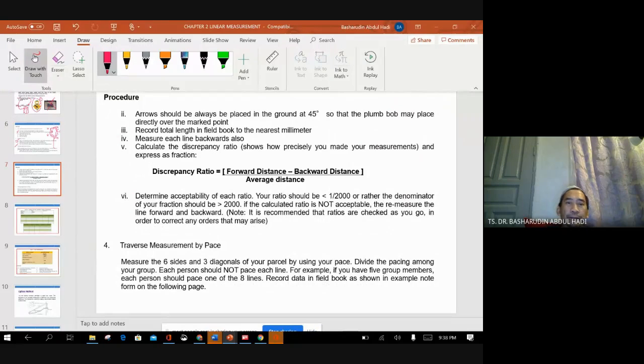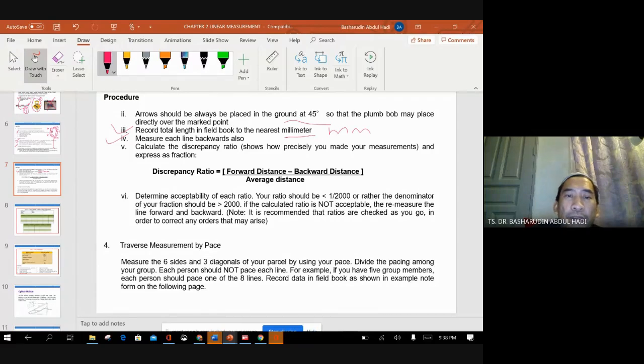The procedure, again, for the measuring tape: the arrow should always be placed in the ground at 45 degrees so that the plumb bob may be placed directly over the mark point. Record the total length in fieldwork to the nearest millimeter. Measure each line backward also.